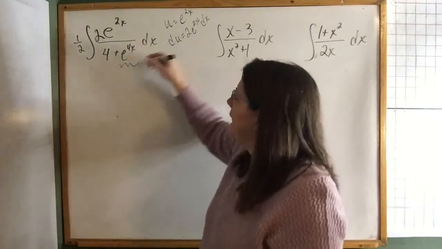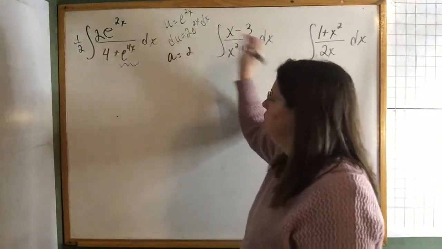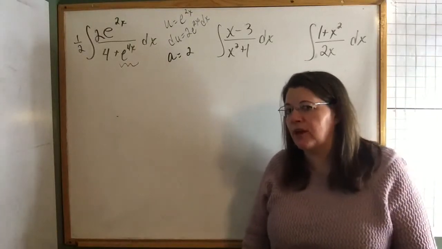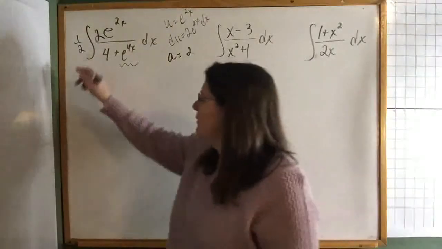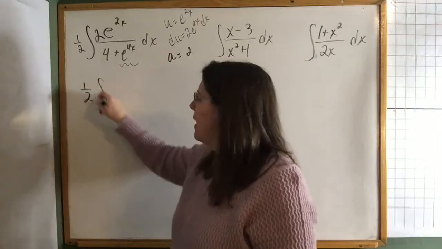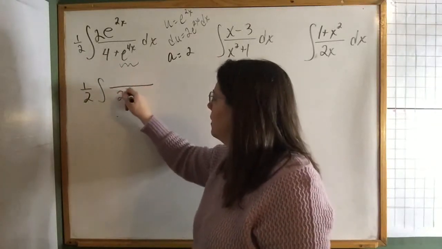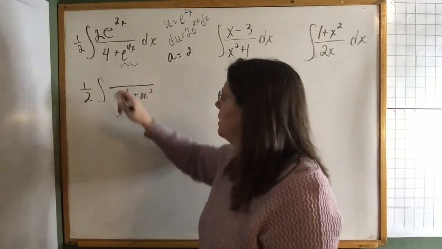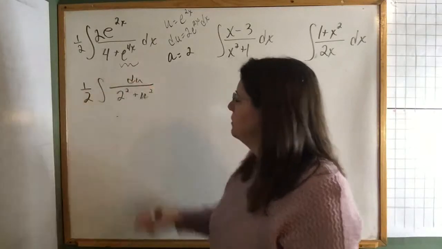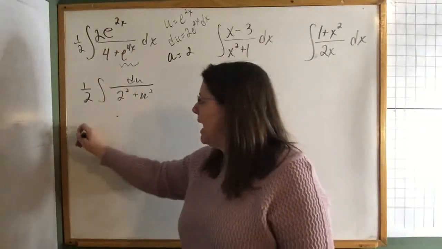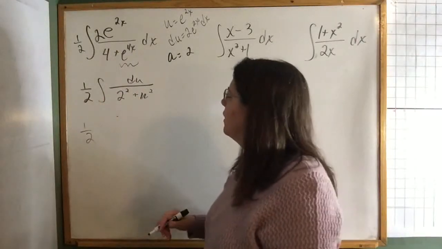And then I'm going to let a equal 2. 2 squared is 4. So I've got an inverse trig function here. If I keep the 1/2 and now I substitute, I've got 2 squared plus u squared du, which is an inverse trig function. I keep 1/2 in the front of the inverse trig function.